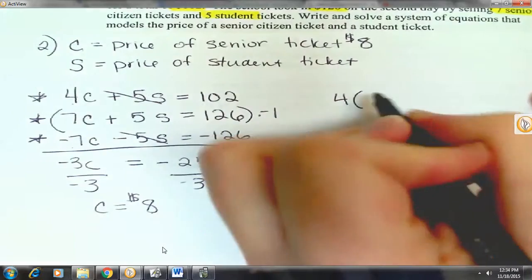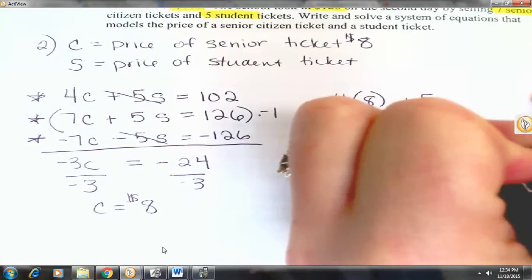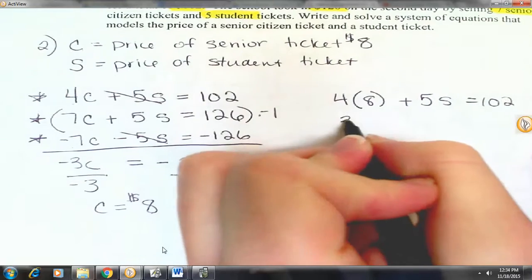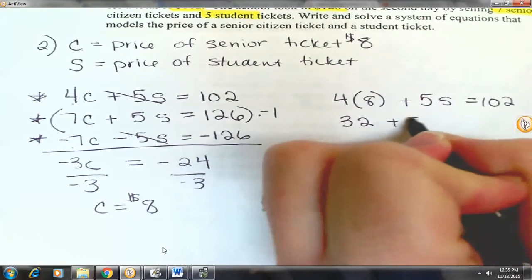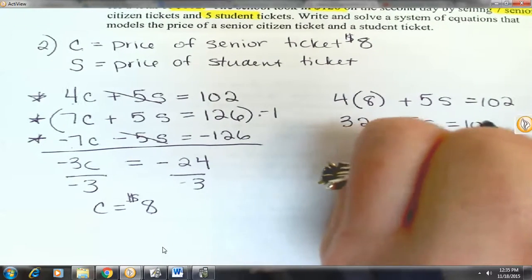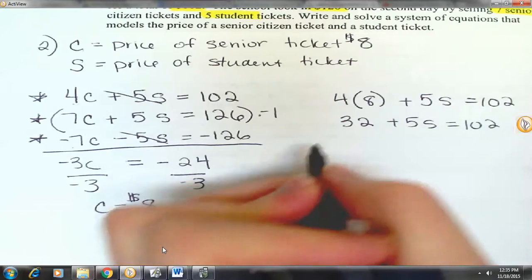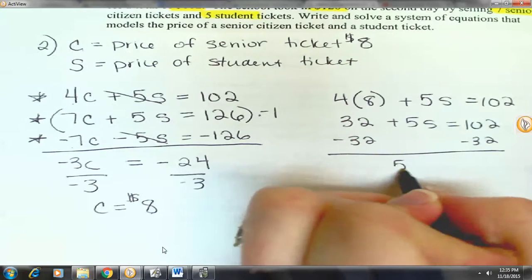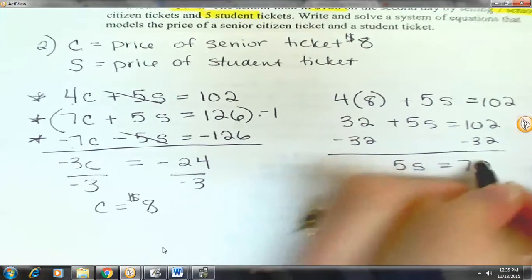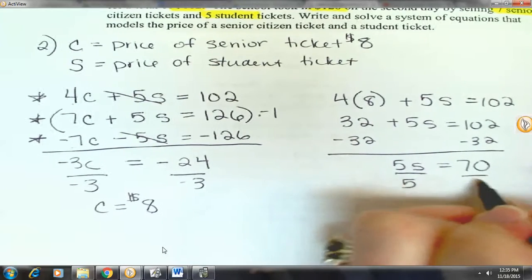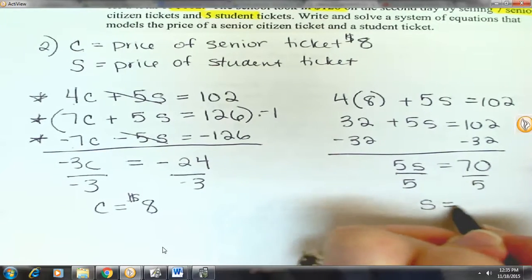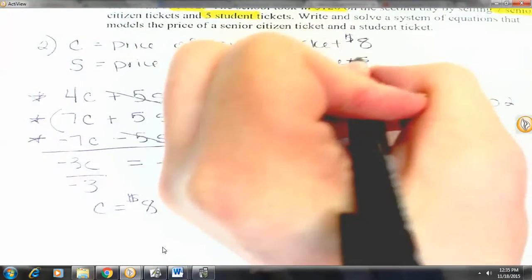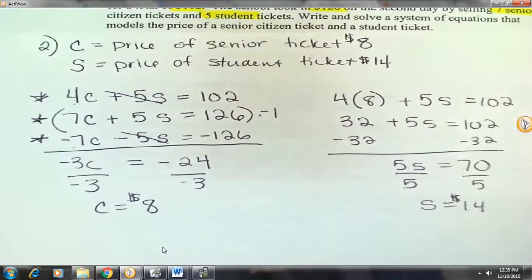I'm going to use the first equation. So 4 times 8 is 32. Subtract 32 from both sides. Divide by 5. S is 14. The student tickets cost $14 each.